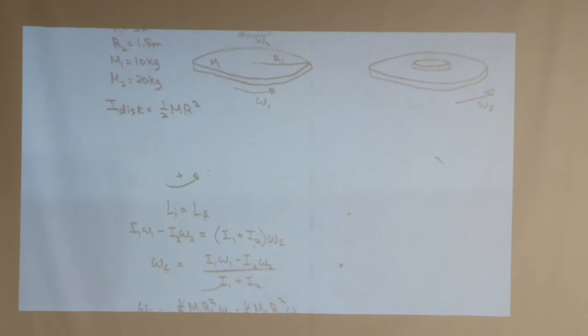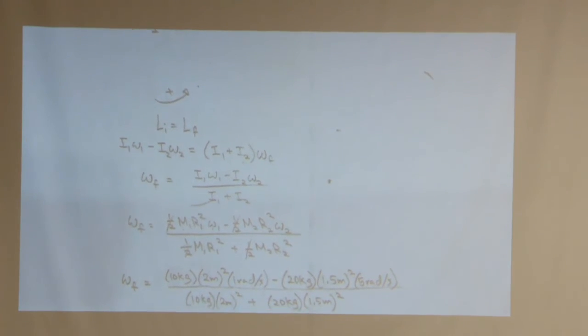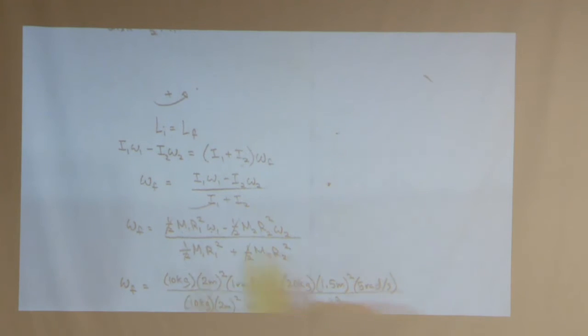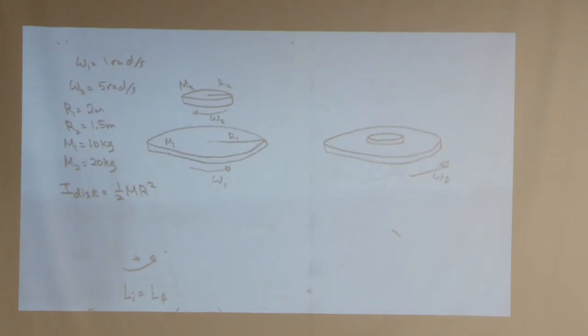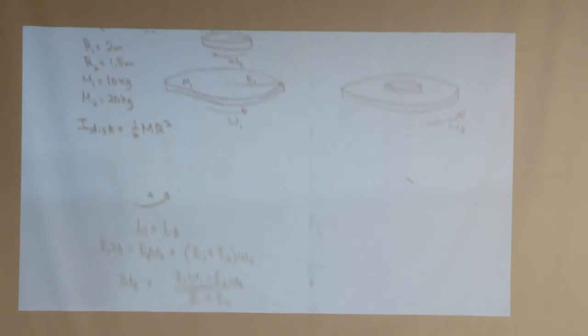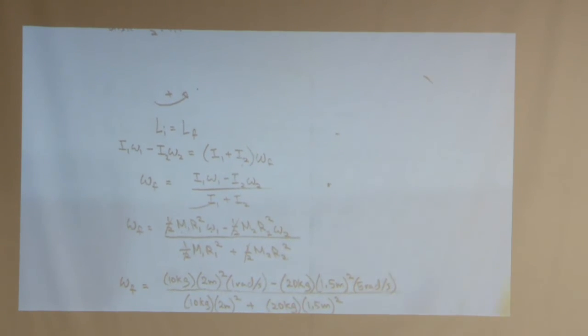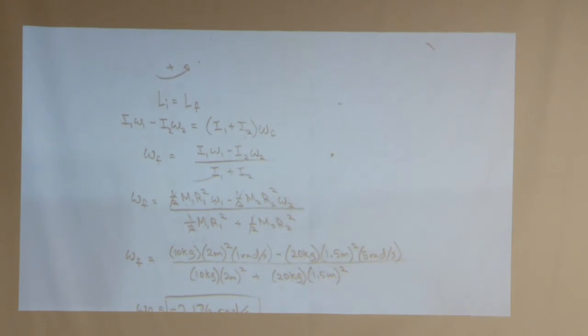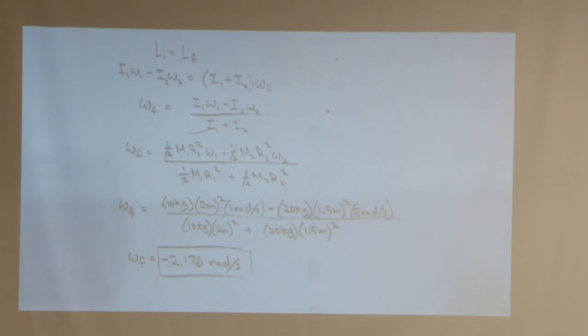From here, we substitute I for 1/2 mr squared. Now we have to make sure that we plug in the right m's and the right r's for each I value. The two are different shapes, different dimensions, so we need to make sure we put the right dimensions in there. And then we throw in all the numbers. Then we get a final value. So omega final is going to be negative 2.176 radians per second.